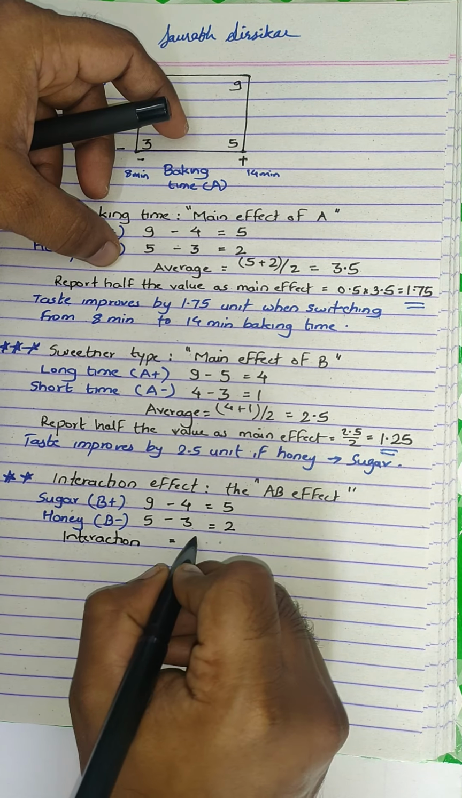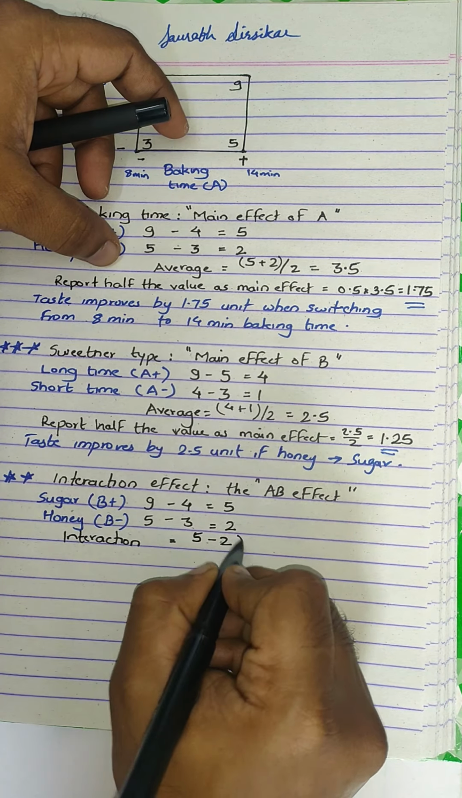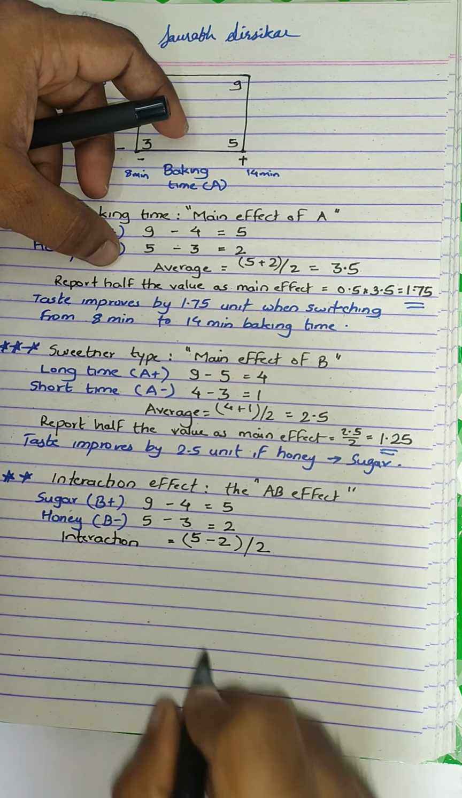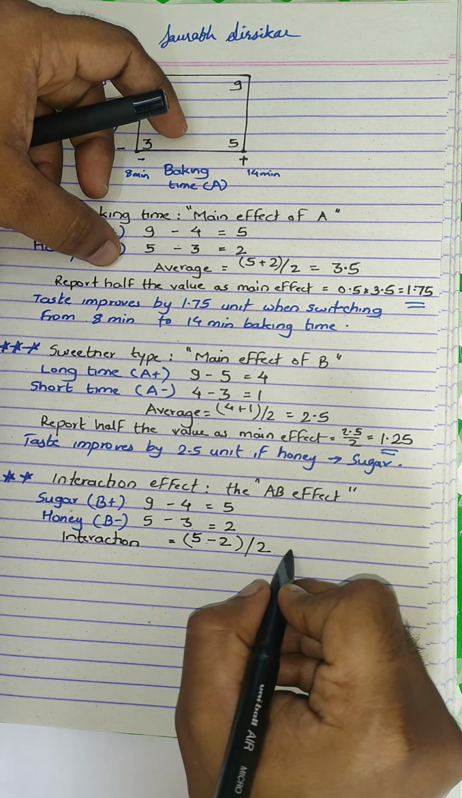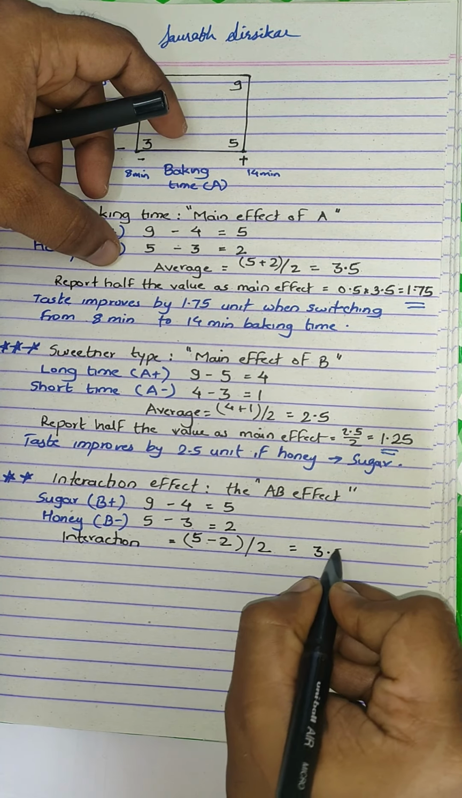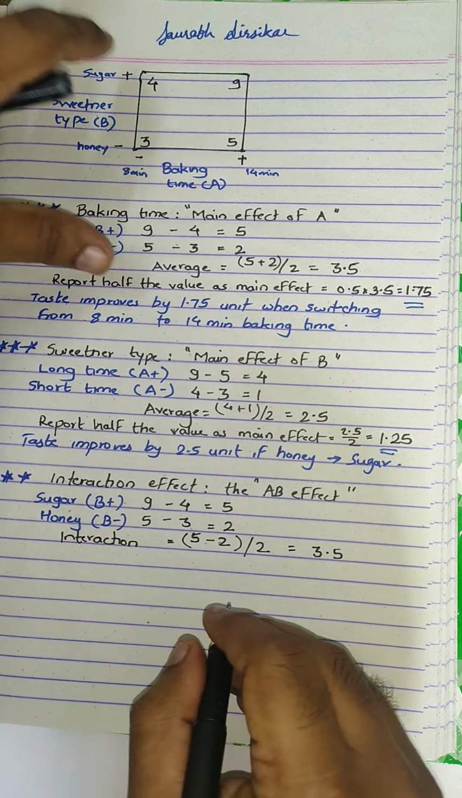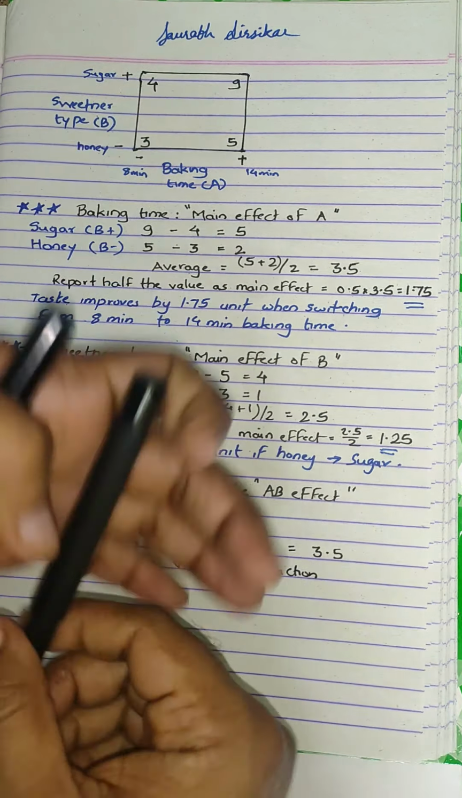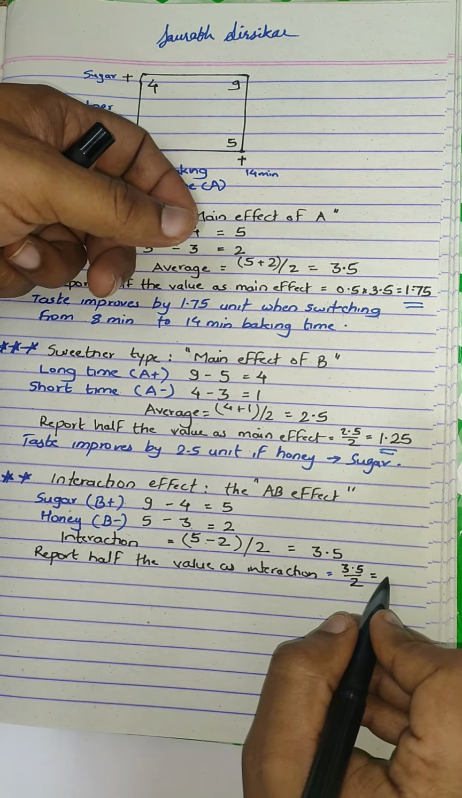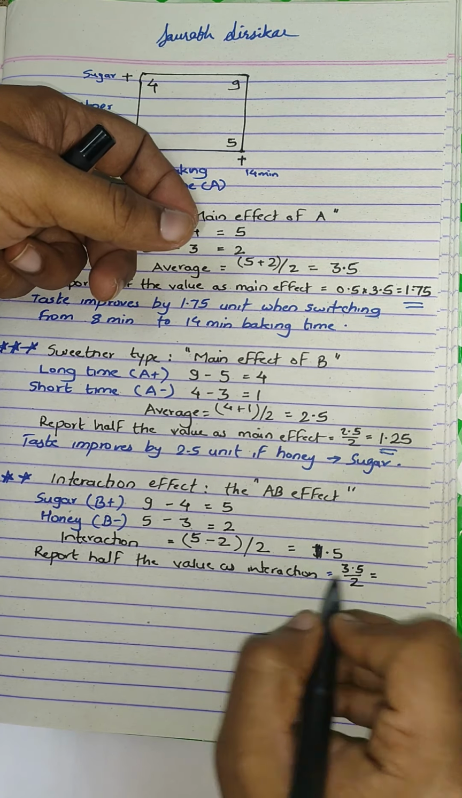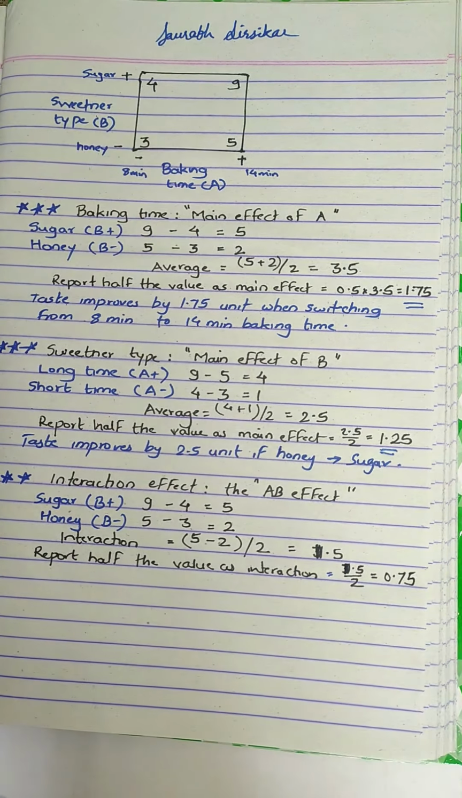Interaction is mathematically defined as half the difference: the effect when factor B is high, minus the effect when factor B is low. Let's show that mathematically: that is 5 minus 2, and then divide that by 2, in other words 1.5. And by convention again, we report only half of that value, that is 0.75.